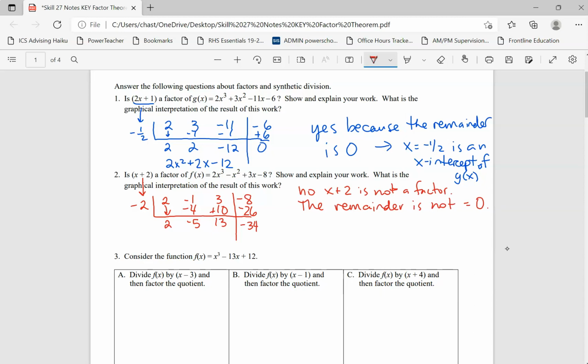So this means that x equals negative 2, I wrote that wrong, sorry, x equals negative 2 is not an x-intercept of the function f of x. Okay?